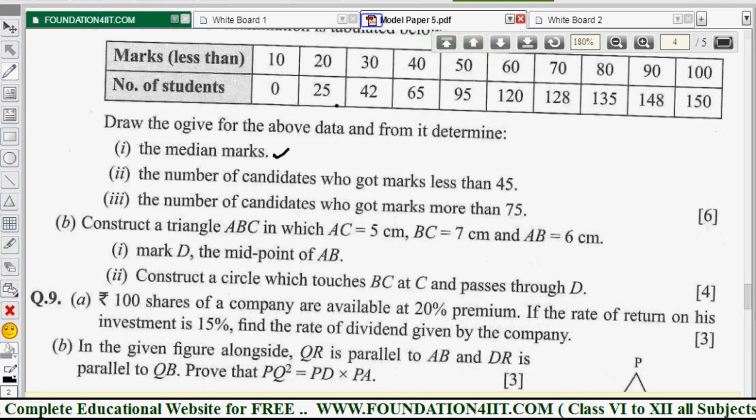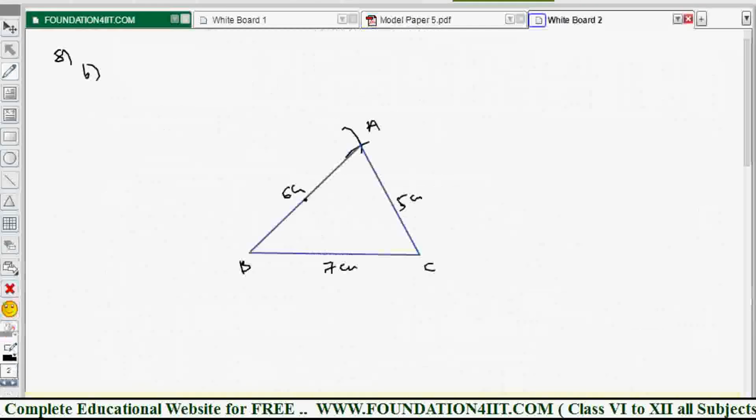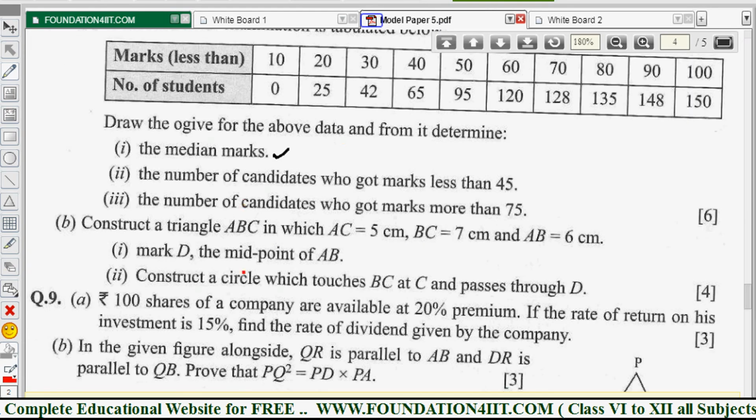Now what we need to find out? Mark D, the midpoint of AB. So AB midpoint, just mark it as D. 6 centimeters means 3 centimeters, just mark it as D. Then construct a circle which touches BC at C and passes through D. So from C and D we should construct the circle. The circle should pass through C and D.